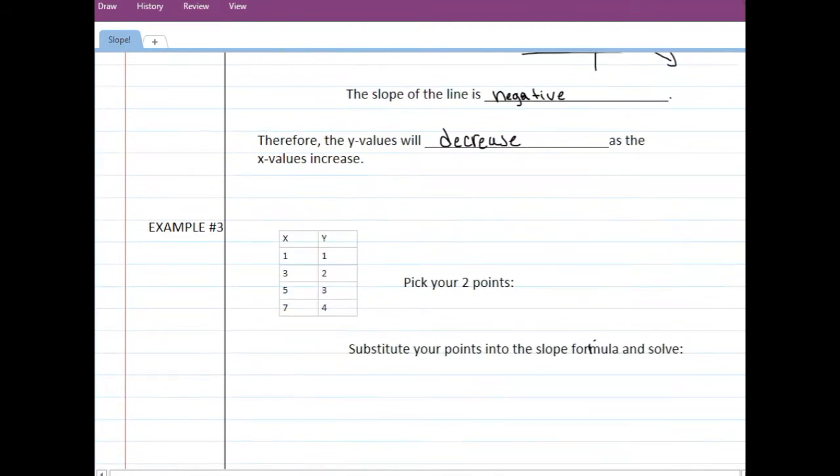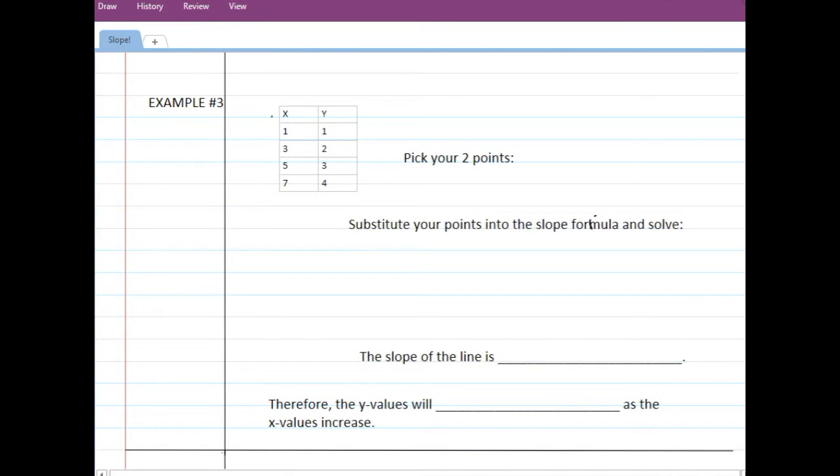Moving on to example 3. In example 3, we have the same setup. We have our tables with the coordinates that make up a linear function. And our first step is we're going to pick 2 points. So the ones that I'm going to pick are 1, 1 and 7, 4. Okay, and they're right here. And if you notice throughout the examples, I didn't always use the points that were next to each other. You can use any point that you want as long as it's in the same line.